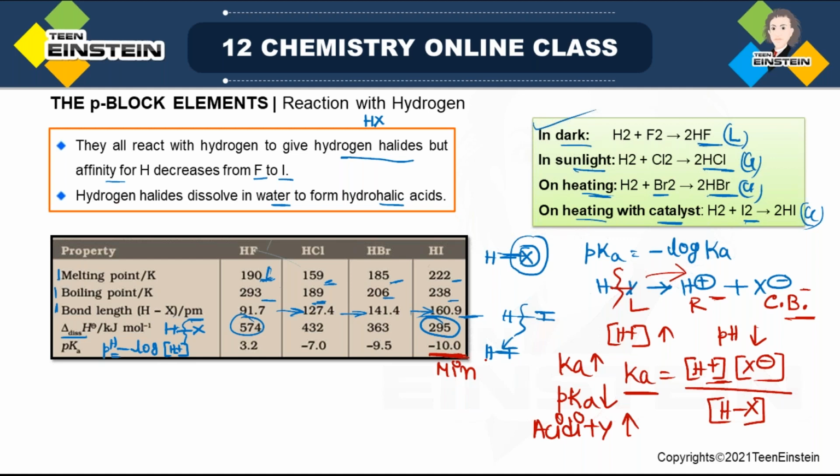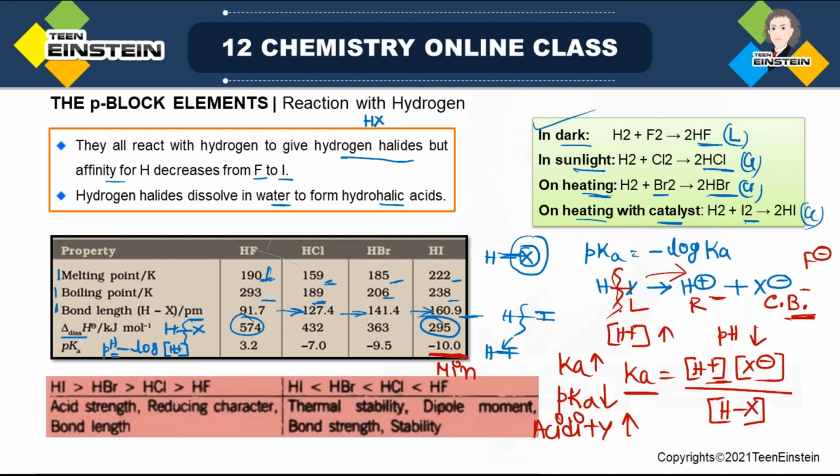At first glance, it seems that HF should be most acidic, because if you apply this logic, the conjugate base, that is F minus, is more stable because it can stabilize the negative charge. But here another factor is also operating, which is that you can easily break the bond between H and I. So you can easily generate H plus, unlike HF. That factor is winning over here, and that is the reason the most acidic is HI, not HF.